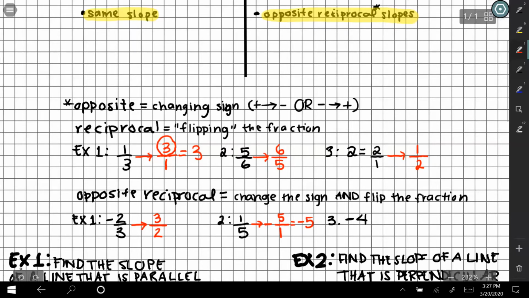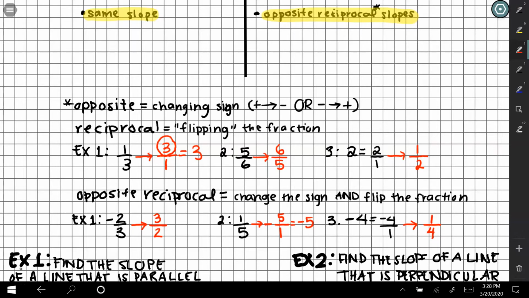And our last example, I'm also going to rewrite this as negative 4 over 1, and then we're going to find our reciprocal. Opposite of negative is positive, so we're not putting any sign in front of there. Bottom goes to the top, top goes to the bottom. So these are all examples of opposite reciprocals.